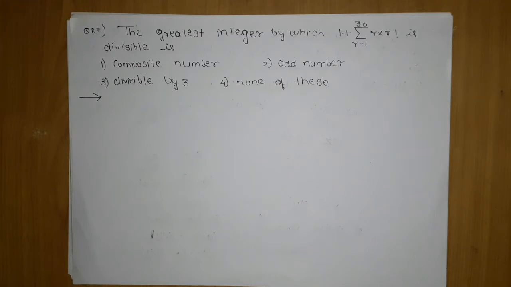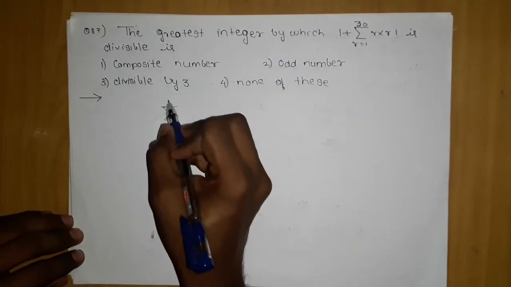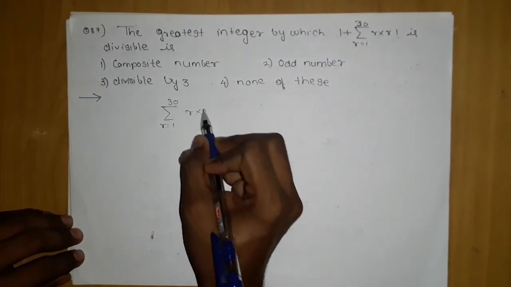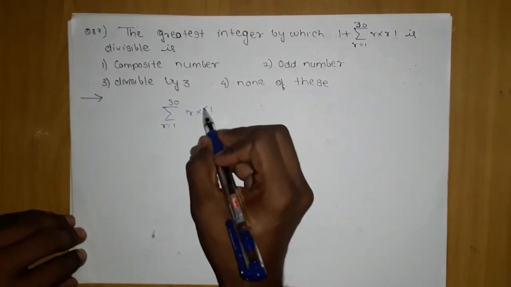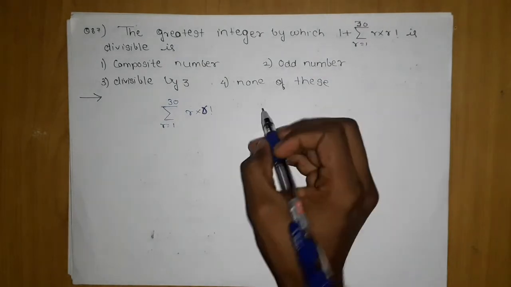So if we analyze this thing, the summation from r equals 1 to 30, we have done this type of manipulation also. Here when you see r into r factorial, always remember, try to put plus 1 and minus 1 in r. See what will happen.